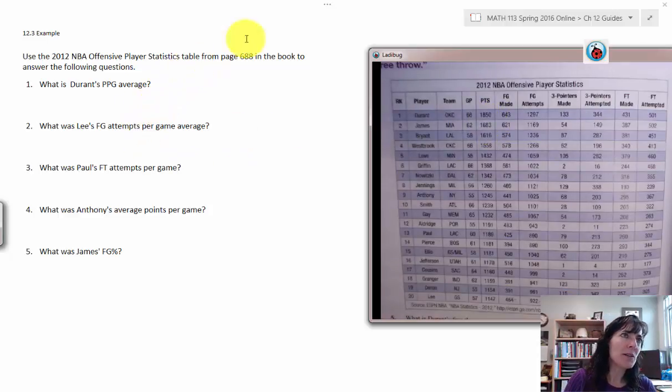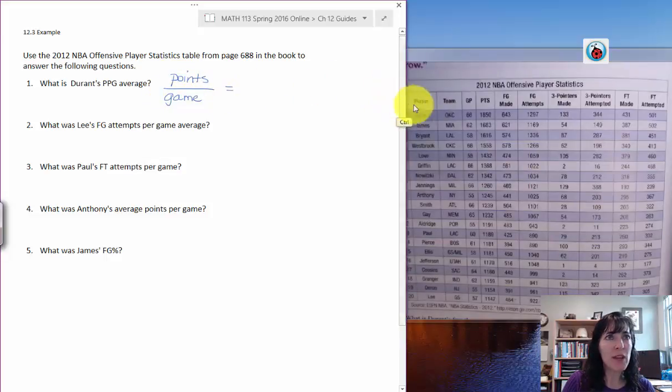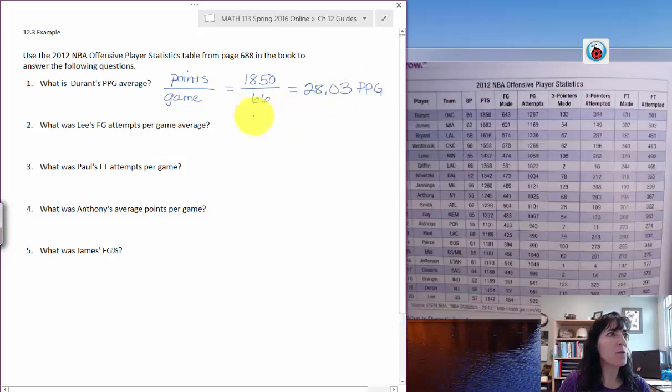So we want points per game. I can think of it that way: points per means divide, and then game. If I write that, points is going to be the 1,850, per game is going to be the 66 games that he played. Divide those out. 1,850 divided by 66, and I get 28.03 points per game for Durant.